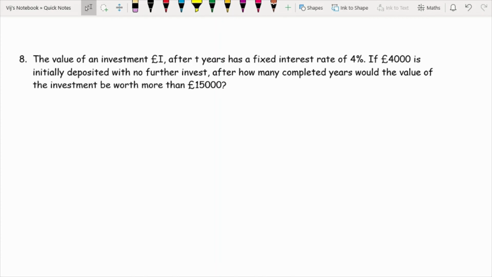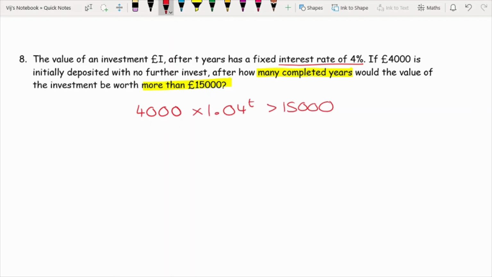Now in this particular question, it's worth noting that it says how many completed years, and we want the value to be more than 15,000. If you think about compound interest, the general formula was the initial amount, which in this case is 4,000, times the decimal multiplier of the increase. So it's going to be 1.04 to the power of how many years, and I want this to be more than 15,000. Writing the question in mathematical notation, it would look like this, and you probably get 1 mark for writing this particular step.